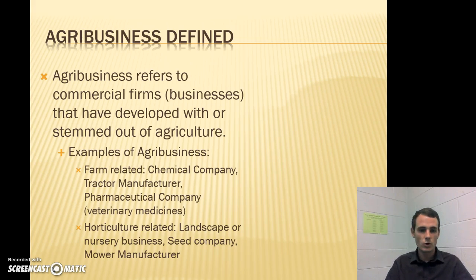You also have chemical companies. You have pharmaceutical companies, like veterinary medicines to treat your cows or other animals when they're sick. Horticulture-related, you have landscape and nursery businesses. You're going to make your yards look wonderful. You have seed companies where farmers can go out and plant all these big fields. So you got those seeds, and you have mower manufacturers. You got to cut your yard with something, so you got to buy a mower.